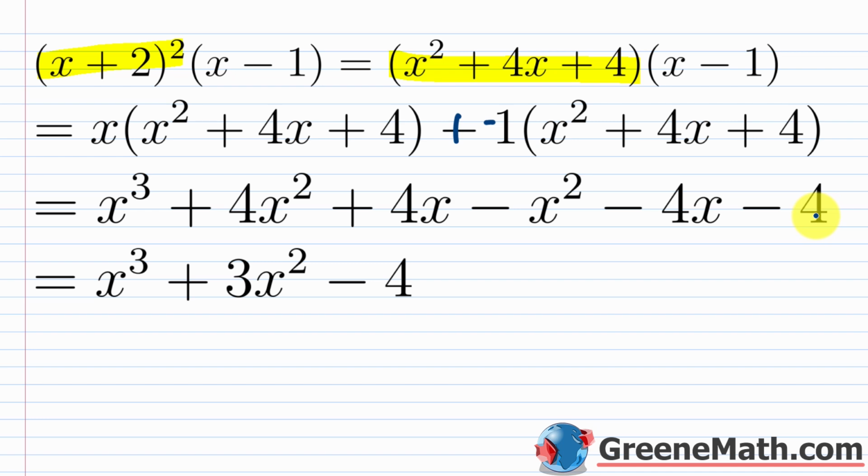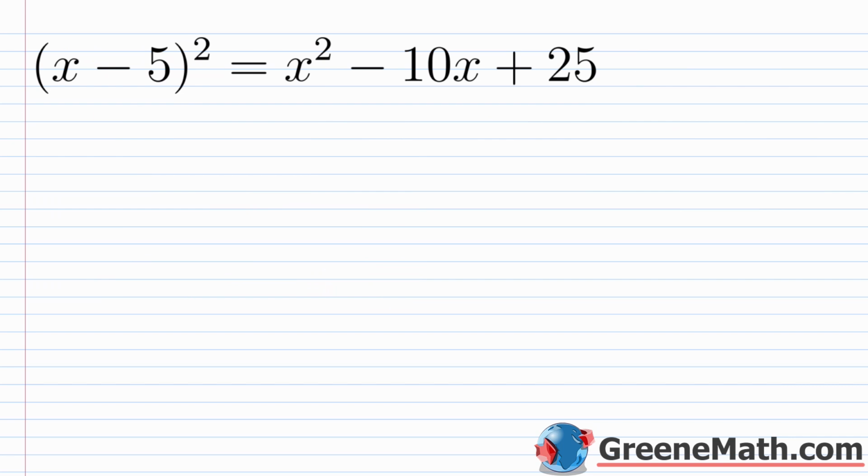If you combine like terms, you're going to have x cubed. And then plus, you have 4x squared minus x squared, that's 3x squared. And then plus, you have 4x minus 4x, that's 0. Those are going to cancel. And then you just have your minus 4. So the numerator is going to simplify to x cubed plus 3x squared minus 4. For the denominator, again, we just use our formula. So we have x minus 5 quantity squared. This is going to be equal to x squared minus 10x plus 25.